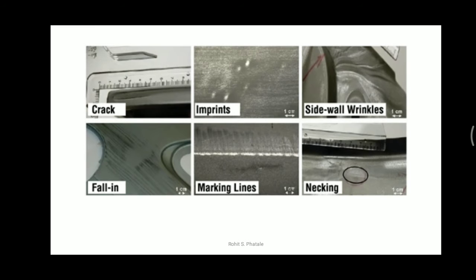So these are some types of flaws. There are some cracks over here you can see. This is the crack on the metal surface, and the white color is nothing but the scale. Over here and here you can see the scale is there, and to measure how big the crack is, we use these scales. Then some imprints are there, you can see the dots, bright colored dots. Then side wall wrinkles are there.